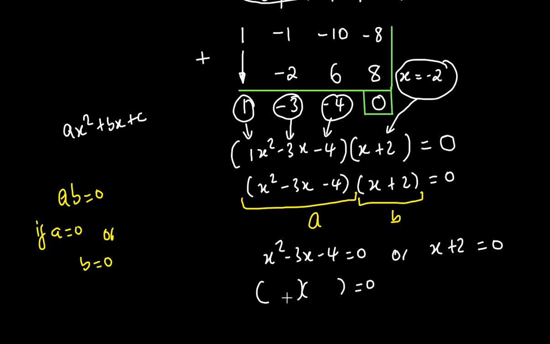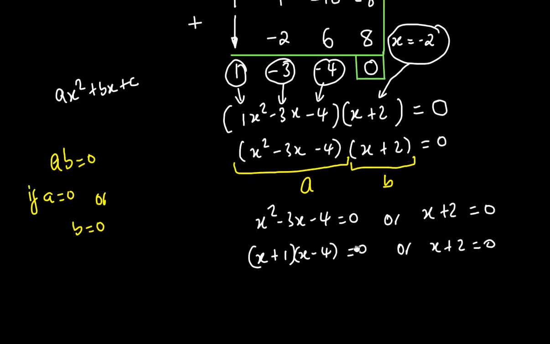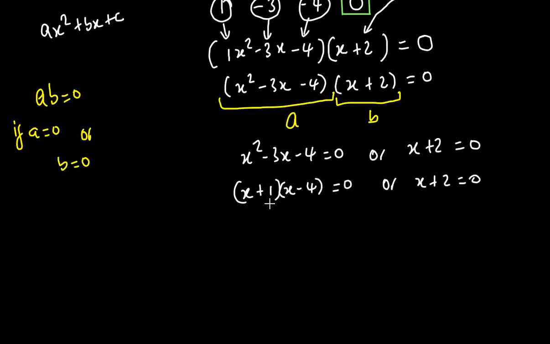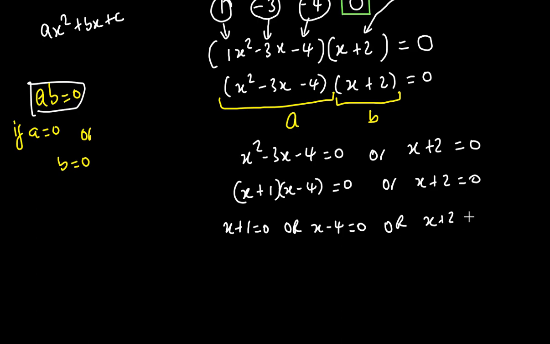So I'm going to say I have x, and then I have x, then I have 4, then I have 1. I'm going to have negative 4 plus 1, so that it gives me negative 3. Or we have x plus 2, which is equal to 0. Then I continue simplifying. I know that this is now the same as saying A times B is equal to 0, just like this here. So I'm going to say x plus 1 will be 0, or x minus 4 would be 0, or our x plus 2 would be 0.